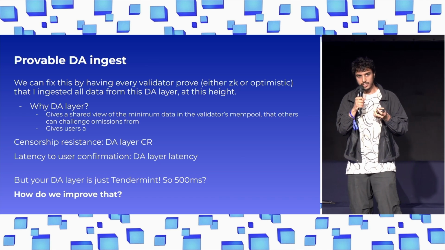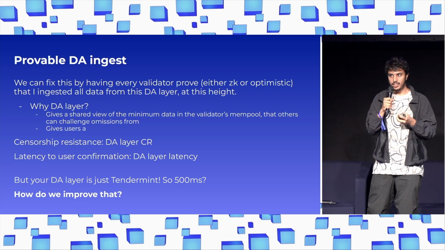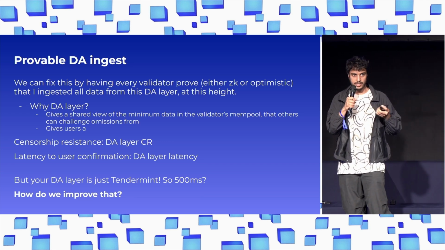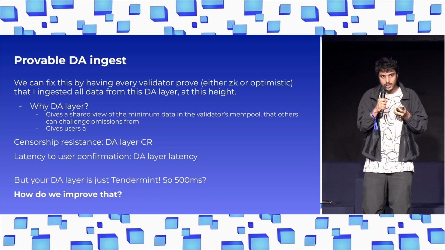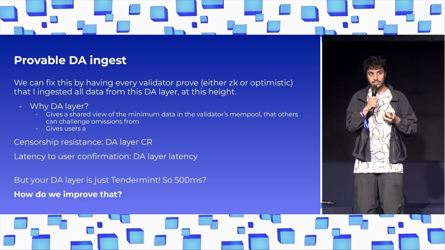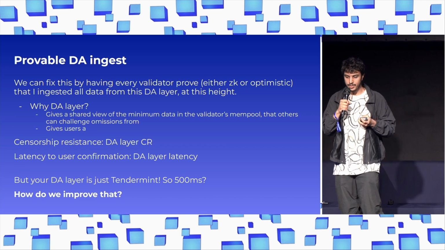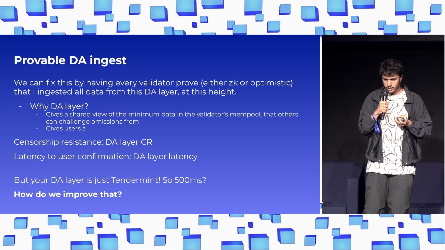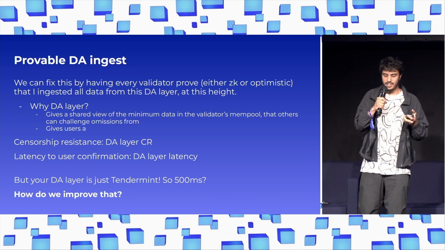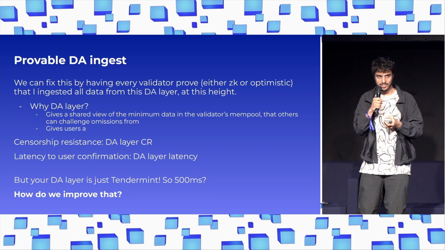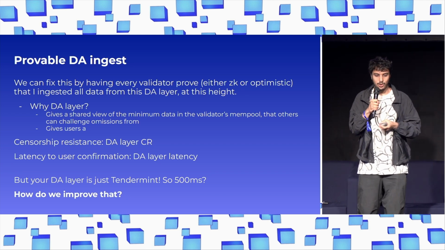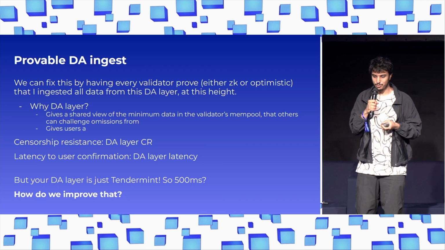Why do you need a DA layer? It's not good enough that a validator promises they've seen something. You need to know that all the validators are seeing things. So a DA layer is fundamentally giving a shared view of what data has been posted to all the validators. You need censorship resistance as well, so let's get your DA layers to have censorship resistance. We can achieve that by doing vote extension tricks at the DA layer as well.